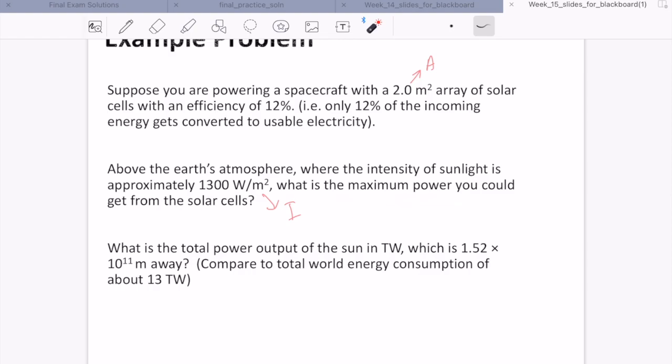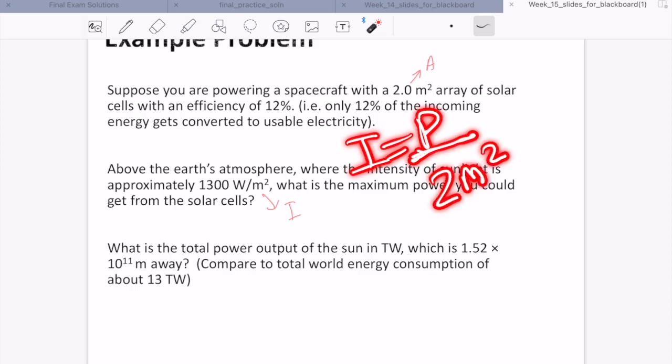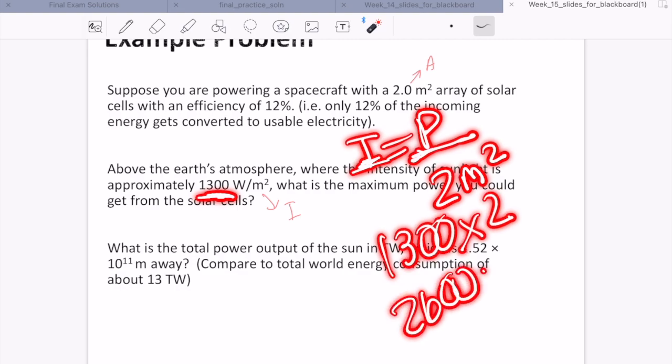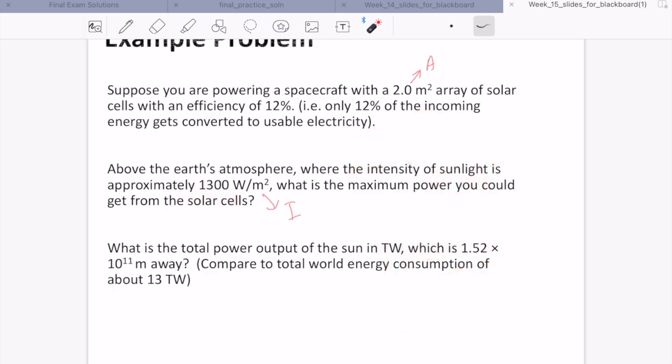For the maximum power, we know that intensity is equal to the power of the source divided by the area. The area is 2 meters squared, and the intensity is 1300 watts per meter squared like they gave us. So 1300 times 2 is 2600 watts for our power, right? Do we end there? No, because remember they said you can only use 12% of that energy.